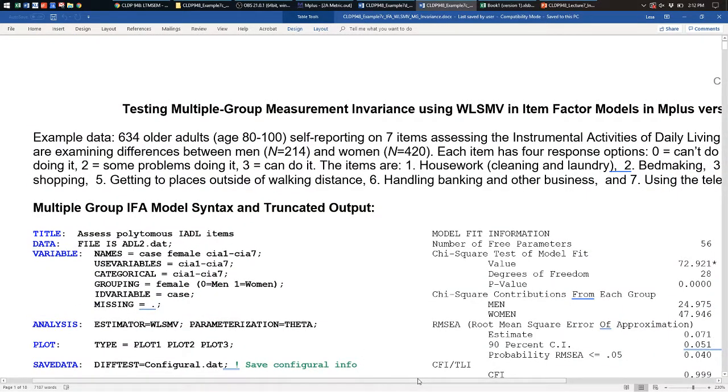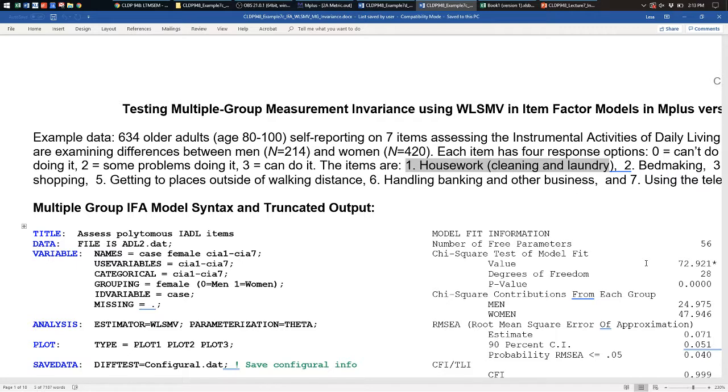Item 1 is housework, cleaning and laundry. So I'm going to put forth a hypothesis. At some point, the men in the sample were like, you know what? If I do this badly, I won't have to do it anymore. I'm sorry, honey, I can't. I'm not good at cleaning. I'm sorry. So at the same latent level of ability, housework was easier for these women than for the men. You can't make this up.